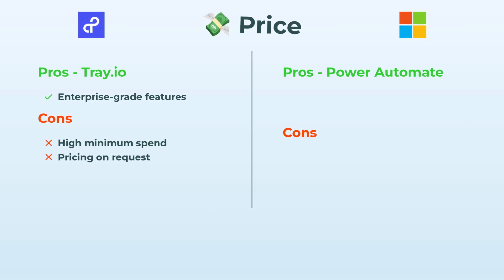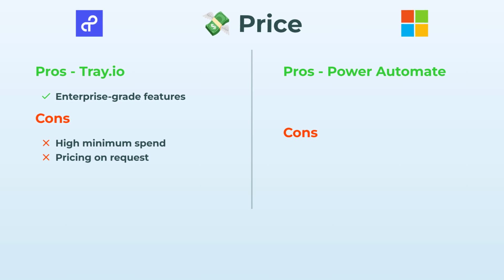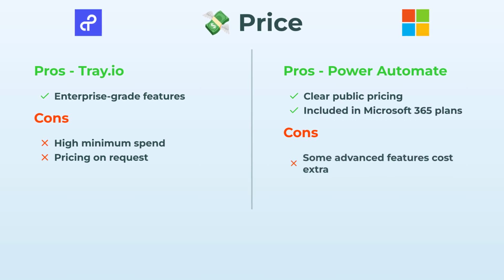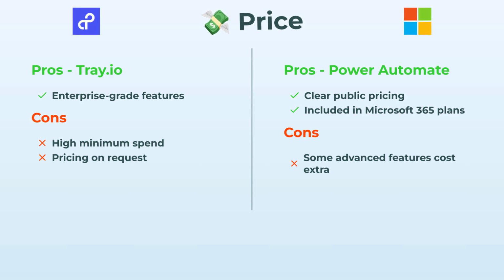Tray.io? It's definitely not shy about charging for those enterprise-grade features. The minimum spend is kinda steep, and honestly, most of the pricing isn't even public. You have to sit through the whole sales process if you want the real numbers. Power Automate is a lot more upfront, which, can we just appreciate how refreshing that is? Plus, if you've already got Microsoft 365, you might have Power Automate lurking in your toolbox for free. Sure, you'll hit some paywalls for the more advanced stuff, but it's definitely the friendlier budget option.